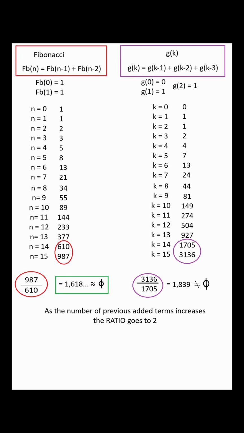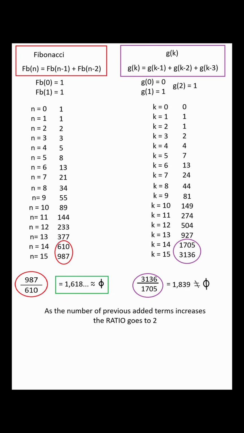Now let's take a look at the new sequence, which I call g of k. In this sequence, one has 3 terms instead of 2. The first 3 terms of g of k are 0, 1, and 1. Adding 3 consecutive terms gives us the next term. When one divides two consecutive terms, the result is different from the golden ratio. Dividing 3136 by 1705 doesn't yield the value of the golden ratio. Instead, a different number appears.